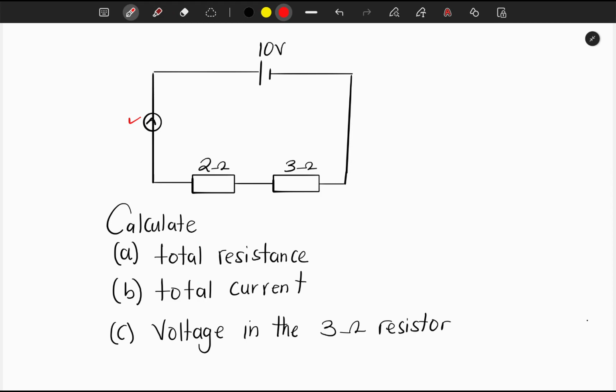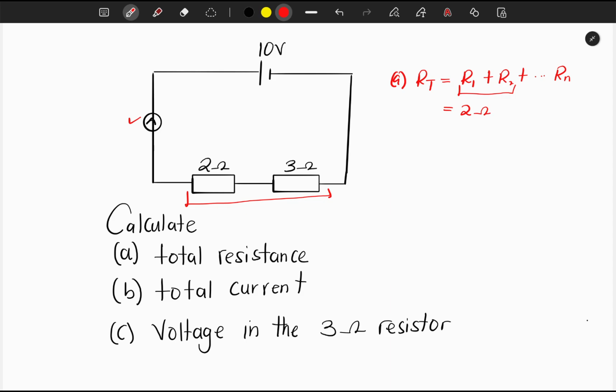So how do we find the total resistance? Now keep in mind that these two are in series. When resistors are in series, total resistance is just equal to resistance 1 plus resistance 2 and so on up to resistance Rn. Rn means the number of resistors that are there. Now here we only have two of them, so we're just going to end on R1 and R2.